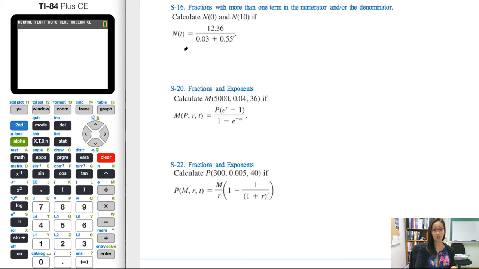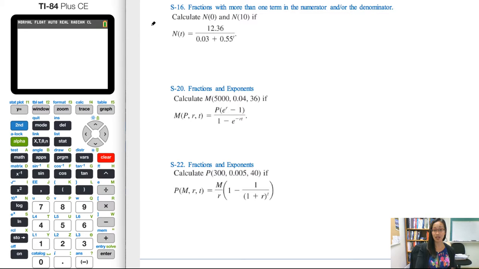So in this video, we're going to look at a couple of different functions, a couple of them involving fractions, and then also functions that have fractions and exponents in them. And again, the most important thing to pay attention to when we're using our graphing calculator to evaluate these functions is to make sure we put parentheses where it's necessary to maintain order of operations. So let's take a look at S16.